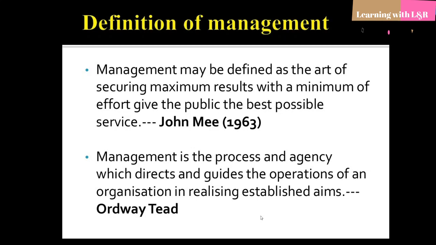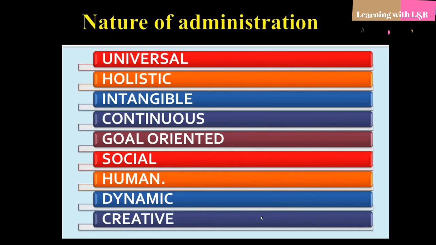The next one is, management is the process and agency which directs and guides the operations of an organization in realizing established aims. There are various objectives we have to organize before doing management, and we have a particular aim to do something behind those particular activities, right? Then there is the nature of administration. There is a list of natures.